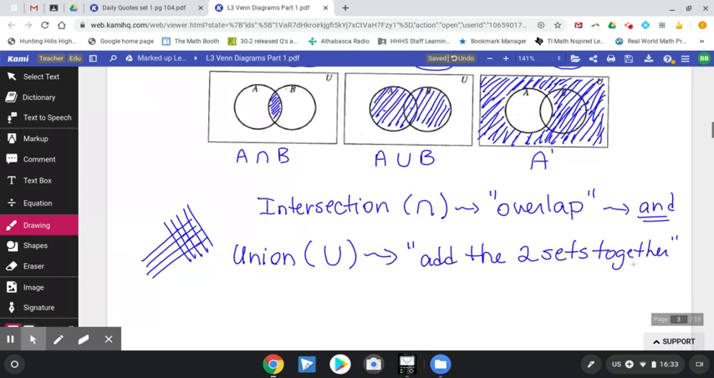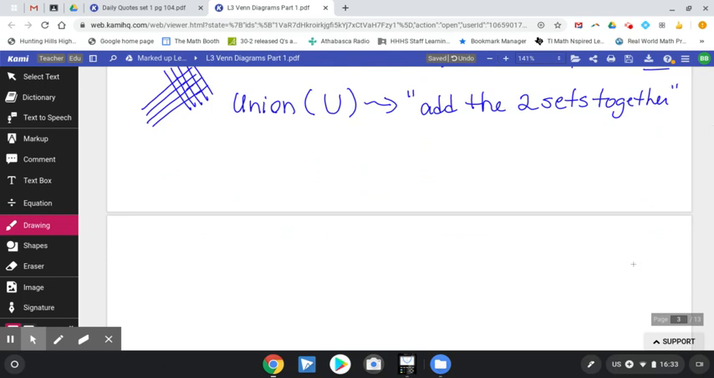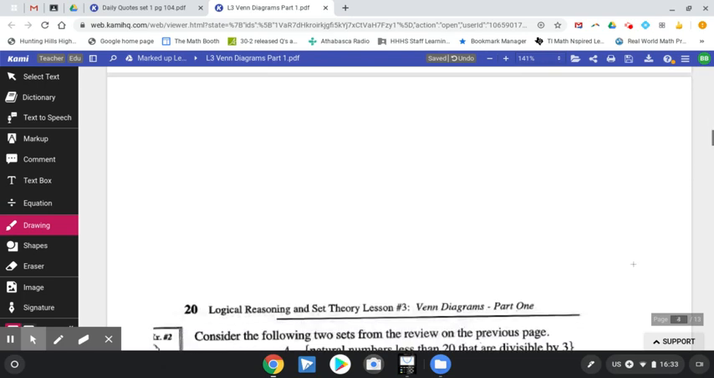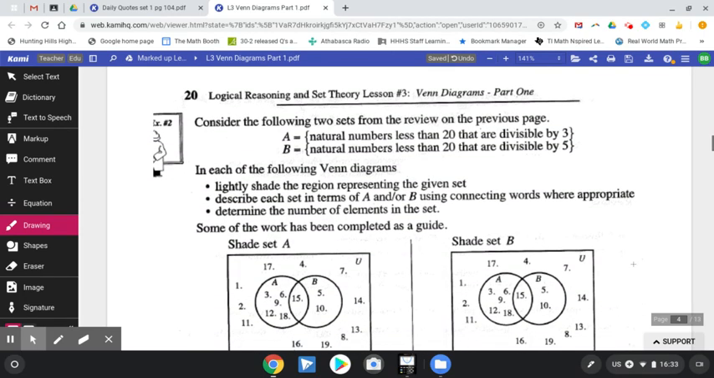So hit pause and get your shading devices, either two colors of pencil crayon or two different highlighters if you have them, and then come on back and you'll see what it is we're working with. So in example 2, we're still working with the same sets that we have been so far today.